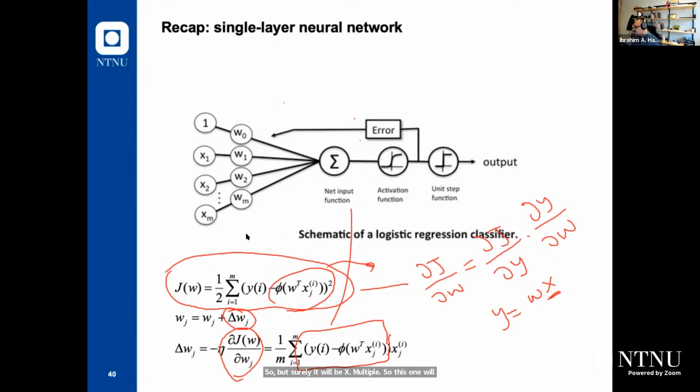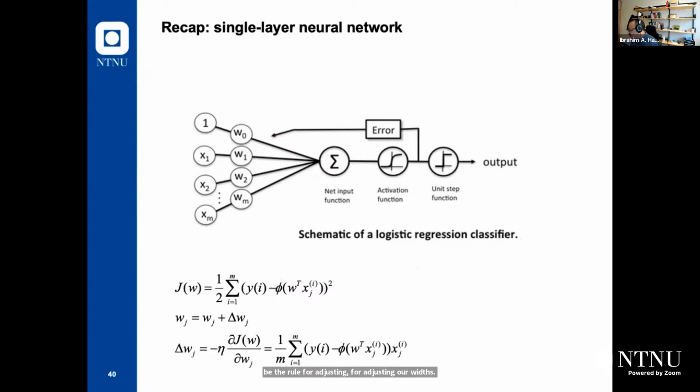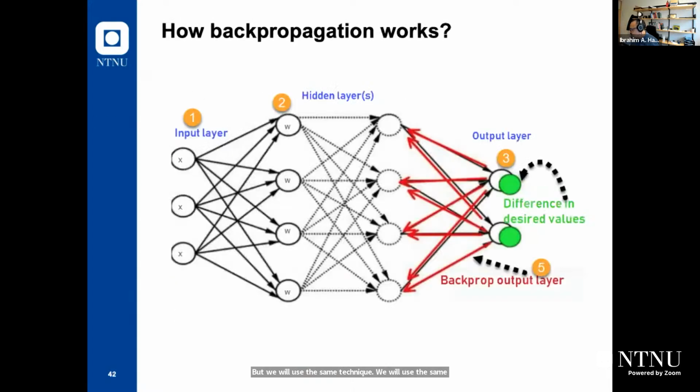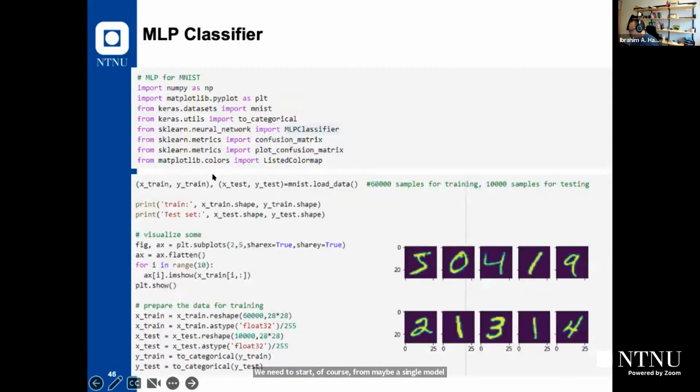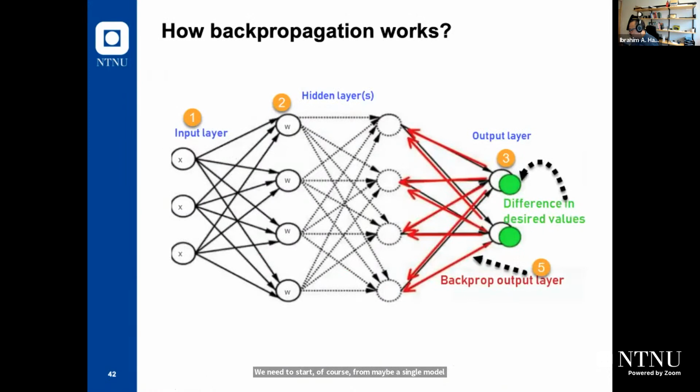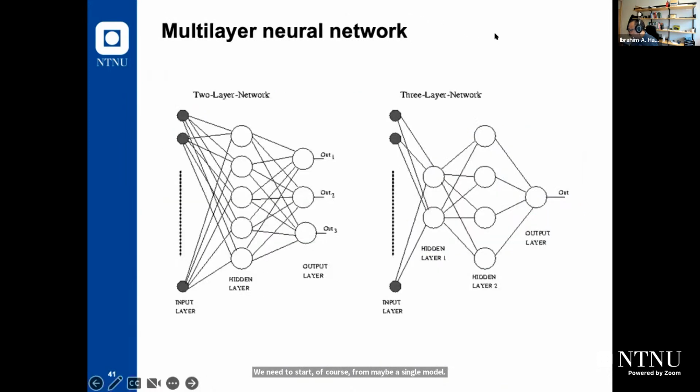So we will use the same technique with error backpropagation. In the case of error backpropagation, we need to start, of course, from maybe a simple model. So it could be something like this one. We call it multi-layer perceptron. We call it multi-layer neural network, or MLP, right?